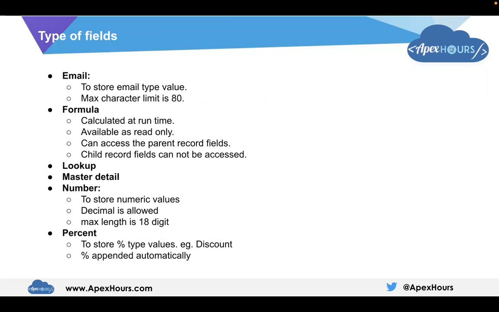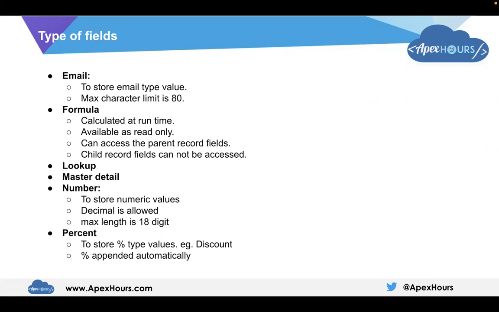In a formula field, you can access the parent record fields also. So if you are on the contact object and you are creating a formula field there, you can access some values from the parent, like account, also. If on the contact object you want to display the industry of that particular account, then you can utilize the formula field. You can create a formula field, fetch the value from the parent field and display it on the child record.